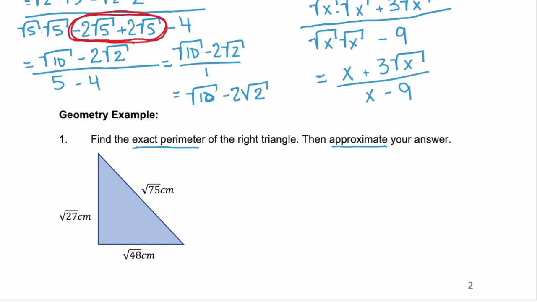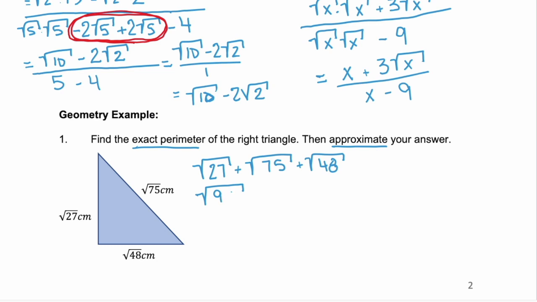And perimeter, remember perimeter is going along the outside or building a fence. So all we need to do is add these three measurements together. So we're adding the square root of 27 to the square root of 75 to the square root of 48. Well, all three of these have different radicands. So right now we can't combine them. But we can simplify each of these.